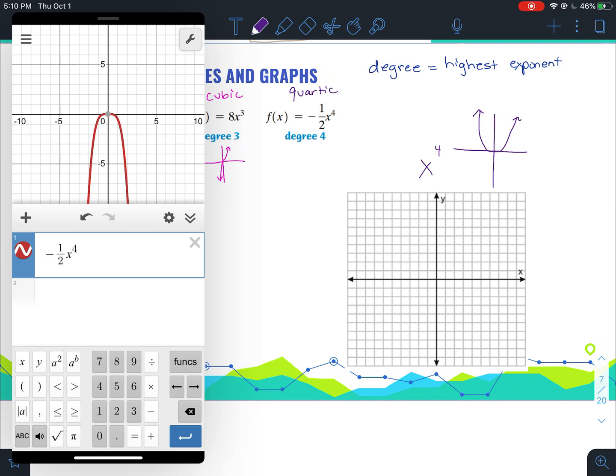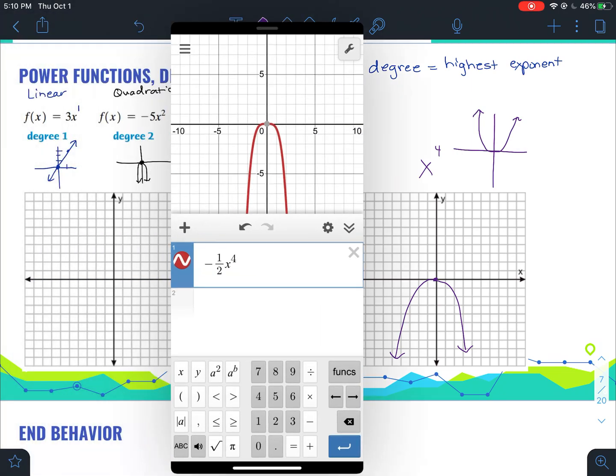So the higher even the exponent is, so x to the fourth, x to the sixth, x to the eighth, it just makes it flatter and flatter. It looks flatter and flatter along that line. So if you have negative 1/2 x to the fourth, that's going to make it wider than normal and sad. So it's just wider than normal, so it's going to look even flatter up top than a normal parabola. But that's what the parent function for an x to the fourth graph looks like.